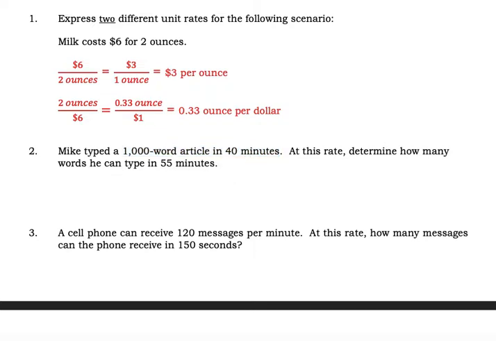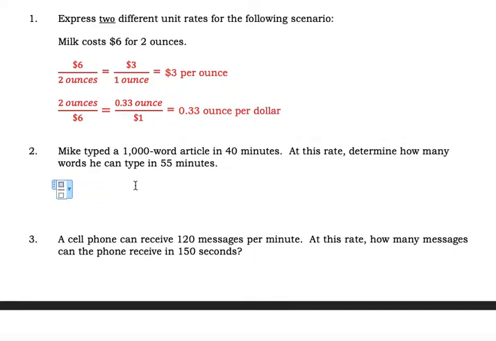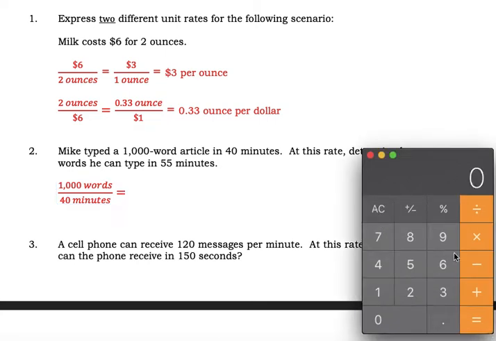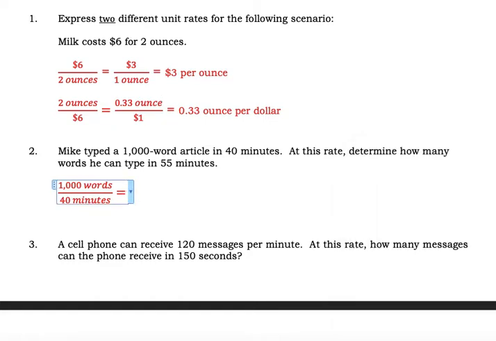So what I'm going to do first is write my rate. My rate is 1,000 words over 40 minutes. I'm just going to make this bigger. Okay, so remember, to convert to a unit rate, you're going to divide the 2 numbers. So I'm going to divide 1,000 by 40. That's 25. 25 is the same as 25 over 1.